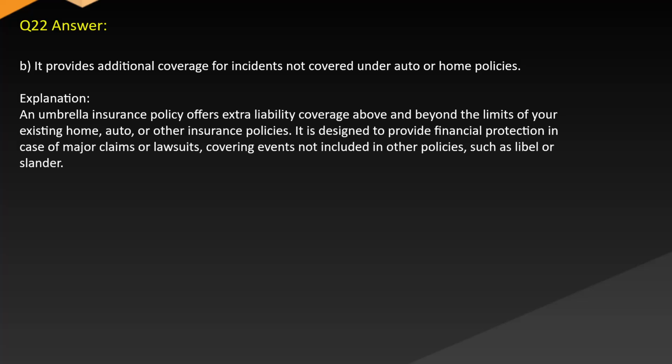Answer: B. It provides additional coverage for incidents not covered under auto or home policies. Explanation: an umbrella insurance policy offers extra liability coverage above and beyond the limits of your existing home, auto, or other insurance policies. It is designed to provide financial protection in case of major claims or lawsuits, covering events not included in other policies, such as libel or slander.